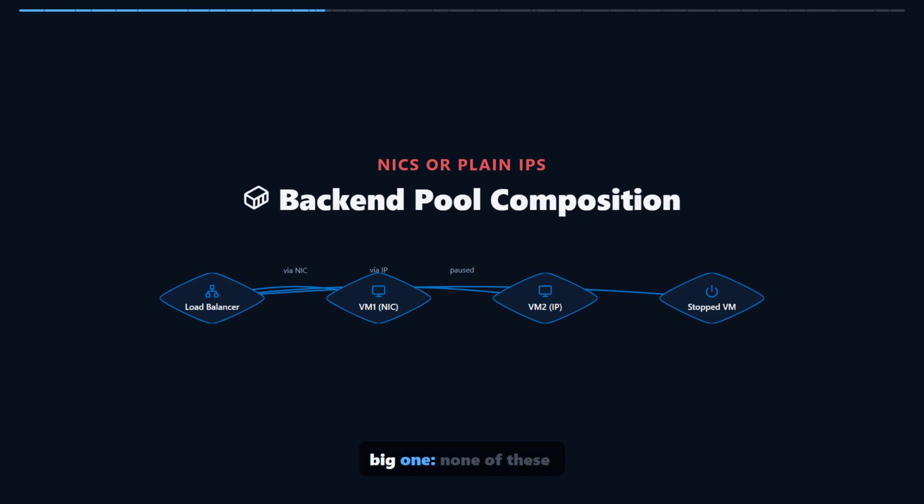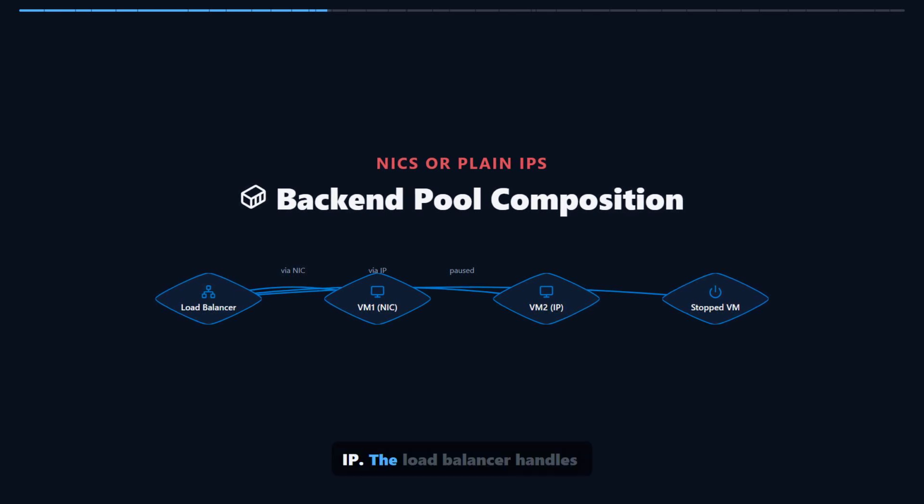And here's the big one. None of these backend VMs need a public IP. The load balancer handles the inbound flow, and the VMs answer privately inside the VNet.